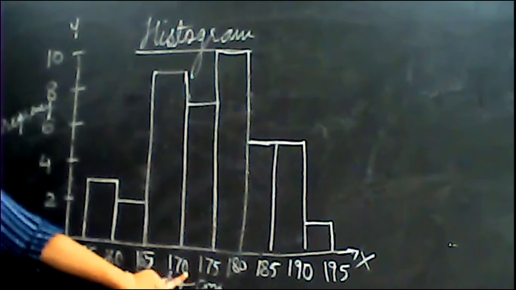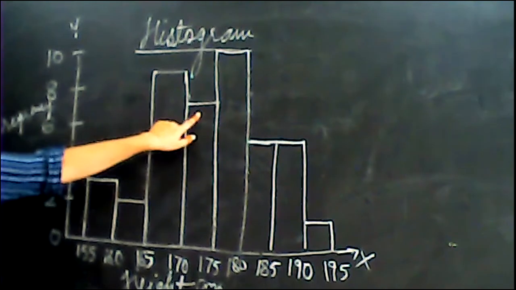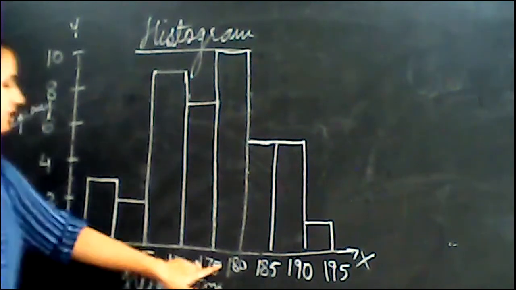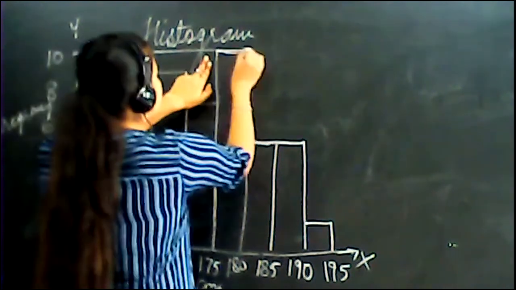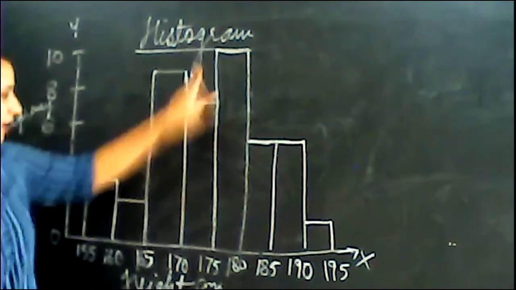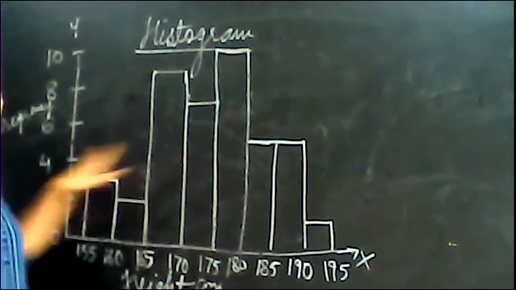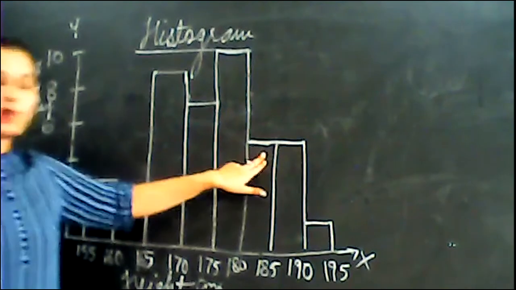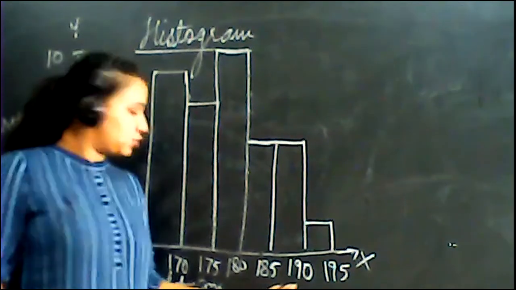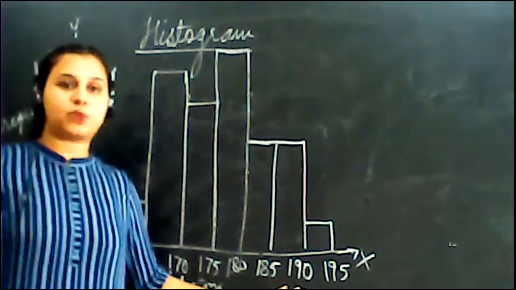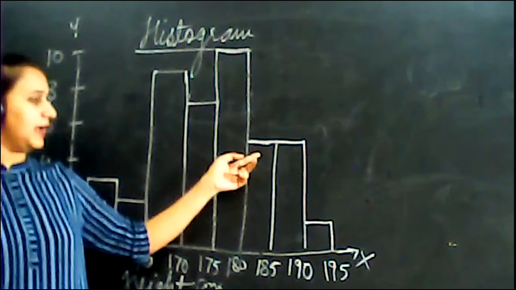In the next intervals, 170 to 175, we have 7. We have marked here 7. Then we have 175 to 180, we have 10. So we have marked 10 over here, right? Afterwards, in 180 to 185, we have 5. We have marked 5 here, right? You can see this. We have made this histogram at 5. At 185 to 190, again we have the 5 frequency. So we have again marked over here, right?